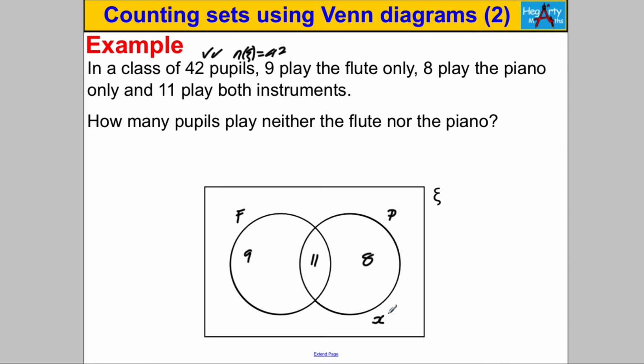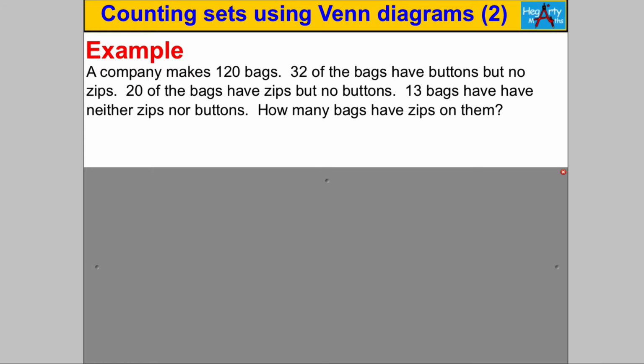The only thing we don't know is X outside here, but we do know if we add up 9, 11, 8 and X, we must add to 42. So 9 plus 11 plus 8 add X must equal 42. Alright, that gives us, combining like terms, X add 28 is equal to 42. Subtracting 28 off both sides, X must be 14. So X is 14 there. How many pupils play neither the flute nor piano? Therefore we must have 14 pupils, and we're done. Next one. Pause the video, have a go.